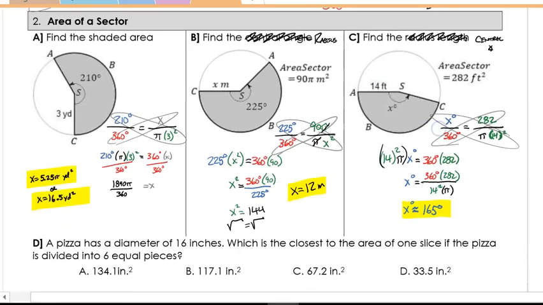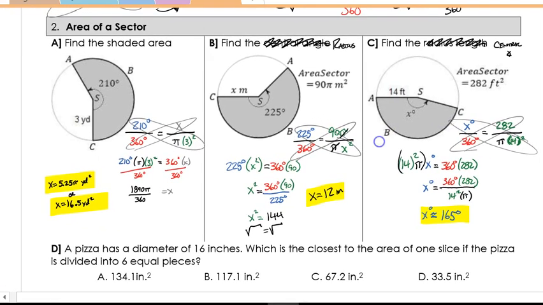So 165 definitely makes sense in this particular scenario. There is the proportion we use to find the degree measure. Once again, notice in each of these we set up the ratio of degrees to ratio of areas, pi r squared.